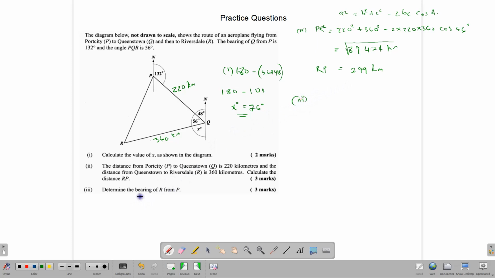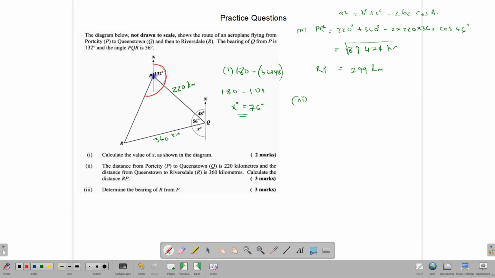And part 3 is asking us to determine the bearing of R measured from P. So we want the bearing of R measured from this side up here. So let's draw in that angle. We already have the north line. So we want to find this.